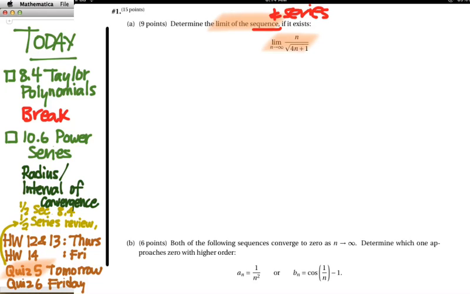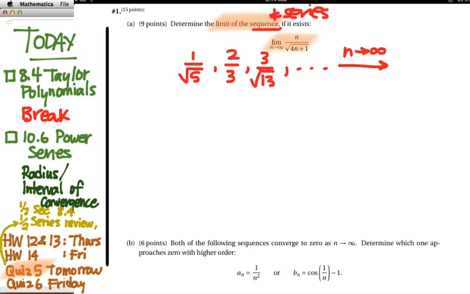We're just taking these numbers, if you like. So if n is equal to 1, we get 1 over the square root of 5. If n is equal to 2, we get 2 over the square root of 9. If n is equal to 3, we get 3 over the square root of 13, etc., etc. So we're just taking those numbers, and I want to know what those numbers are tending towards as n tends toward infinity, if anything. So how do you find the limit of a sequence?